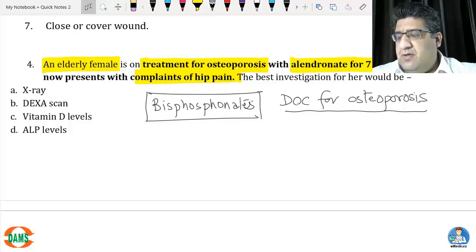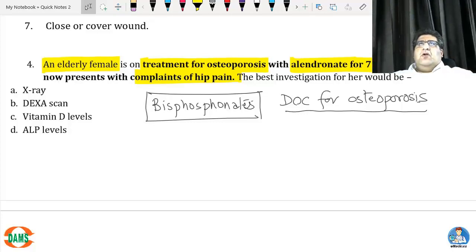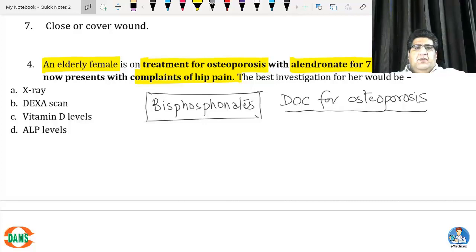See guys, you have to understand what osteoporosis is all about. First, you have to think of it. There is a cell called osteoblast, bone formation. There is a cell called osteoclast, bone resorption. Blast makes bone, clast eats bone. In osteoporosis, there is excess osteoclastic resorption. So the purpose of bisphosphonate is to stop osteoclast from resorbing the bone.